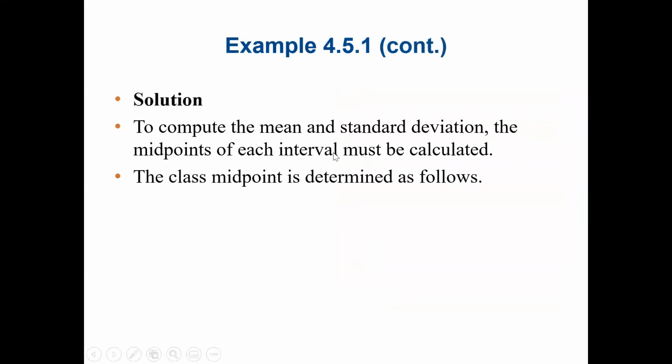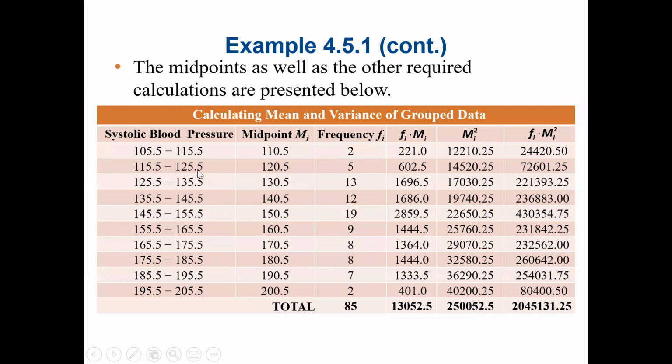Now, instead of writing 106 to 115, we normally reduce it by 0.5. So we have 105.5 to 115.5. So we had 105.5 plus 115.5 divided by 2, and that gives us 110.5. Then we multiply each m class by the frequency. Then we find the total tally for Fi times Mi, which will be F1 times M1 plus F2 times M2 plus F3 times M3, etc.